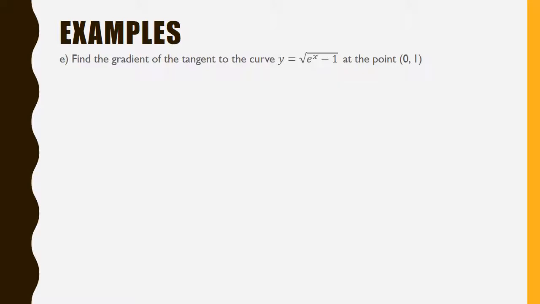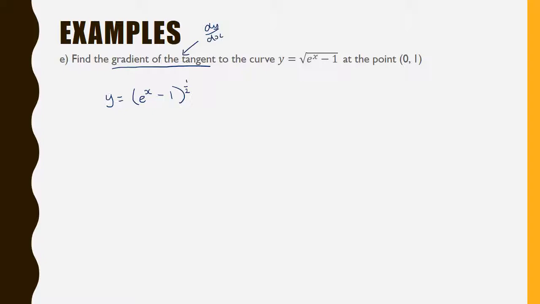Our final example for today, we want to find the gradient of the tangent. Remember, the gradient of the tangent, we do this by finding dy dx, finding the derivative and substituting in the particular x value. So we have this here. Notice that we are going to have to use the chain rule now as well. We can write this as e to the power of x minus 1, to the power of a half.